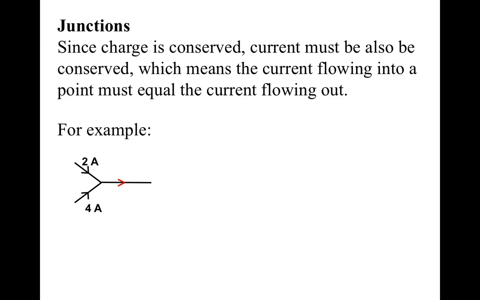So this is where we come up with junctions. In the example here, you see 2 amps of current coming down from the left and 4 amps of current coming up from the left. Those two are going to meet, and then they're going to travel as one where you see that red arrow. So conservation, we're going to add those together, and all of that current is going to travel through that red arrow. So 2 plus 4 gives us 6 amps of current traveling off to the right.